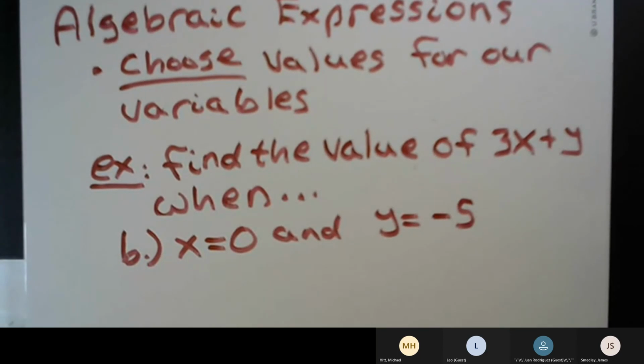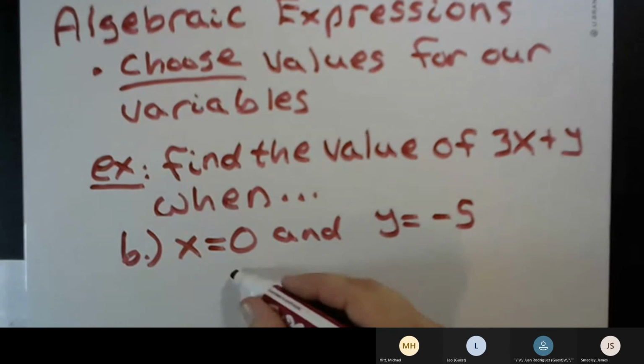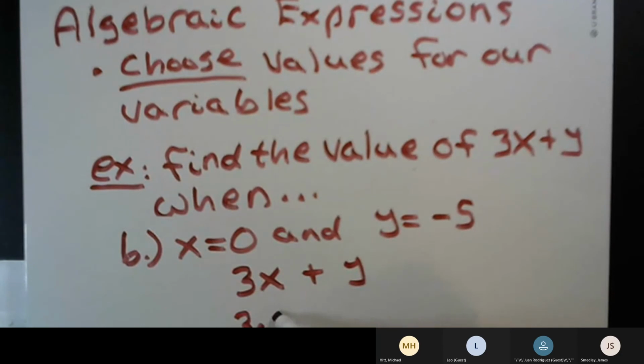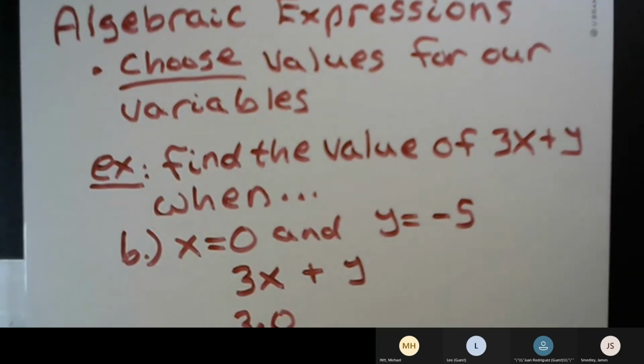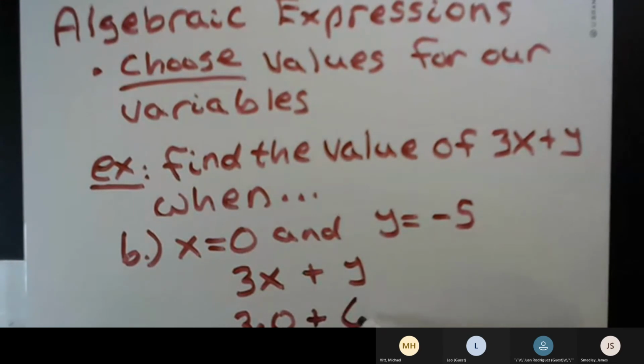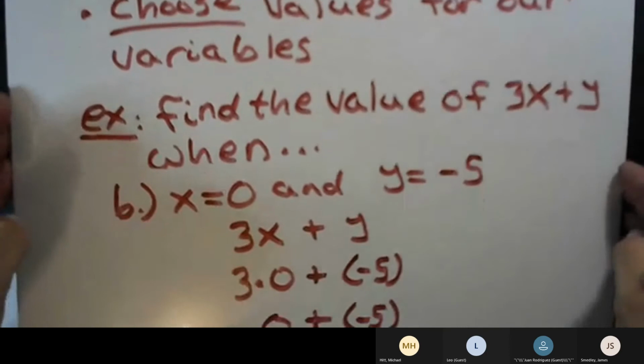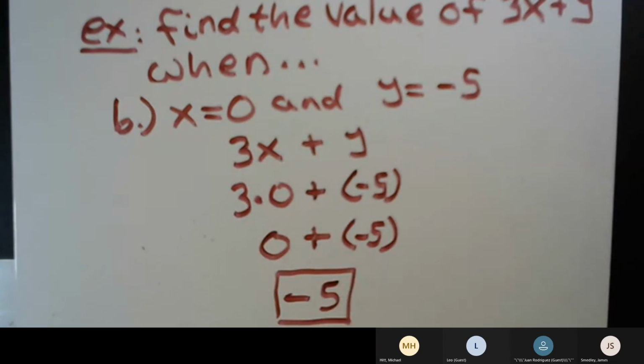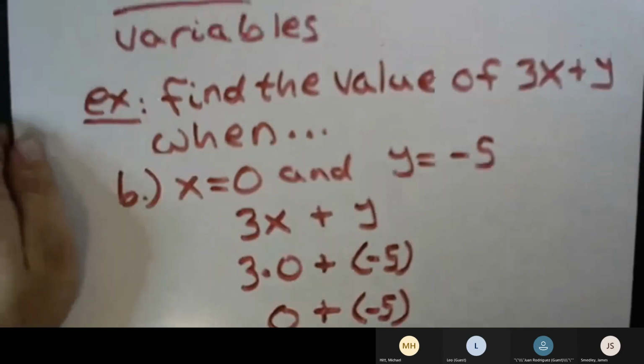So x is 0 and y is -5. So that means our 3x plus y will now become 3 times 0, because remember, a number next to a variable means multiplication, plus -5, or 0 plus -5, and that's just going to be -5. Questions about that? All right.